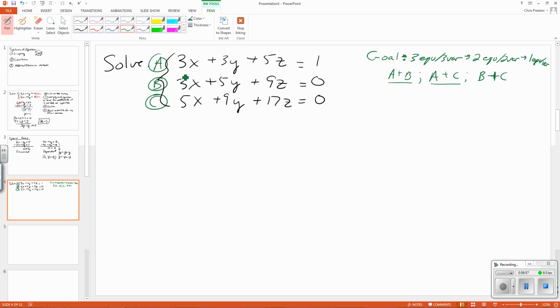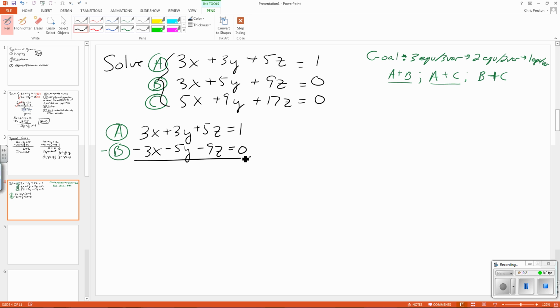Notice if I just add A and B together, that's not going to get rid of the x. So I'm going to have to change the signs of one of them. So I'm going to leave A as A, and I'm going to do the opposite of B. So A: 3x plus 3y plus 5z equals 1, and then the opposite of B: negative 3x, negative 5y, negative 9z, and 0. Negative 0 is still 0. So my x's cancel out. Negative 2y, negative 4z equals 1. And I'm going to call this little a, because it's smaller than big A. And notice I have an equation with y's and z's.